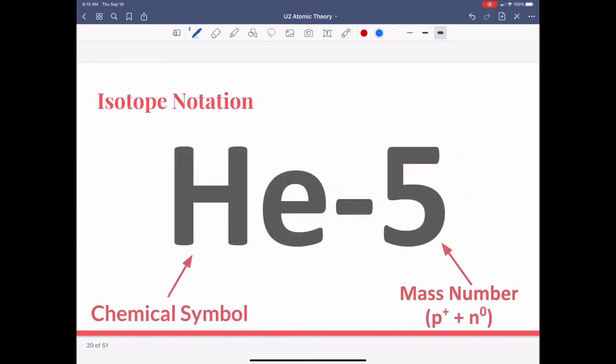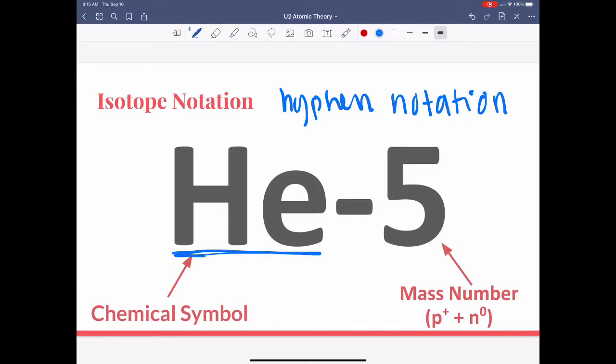So let's look at how we would notate this. This is isotope notation, also known as hyphen notation. So you may see it referred to as both. Starting out here with our chemical symbol so that we know what element we're talking about, with a hyphen, hence the name hyphen notation, and then the mass number. Remember, mass is protons plus neutrons. So this number is just letting us know which specific helium we're dealing with.